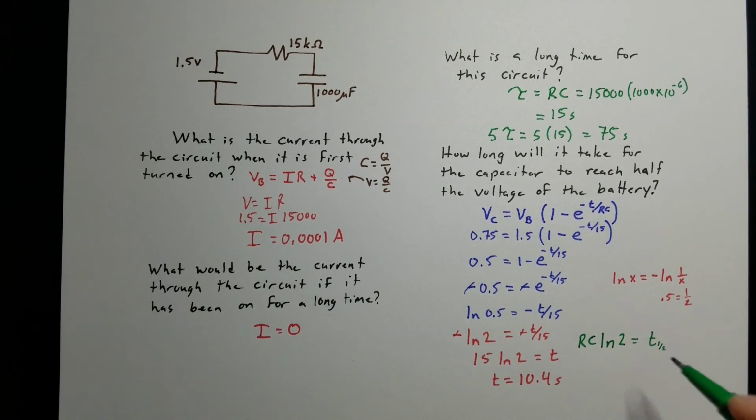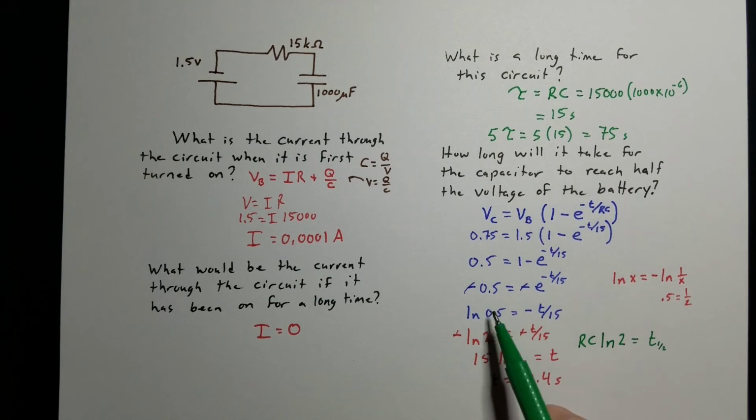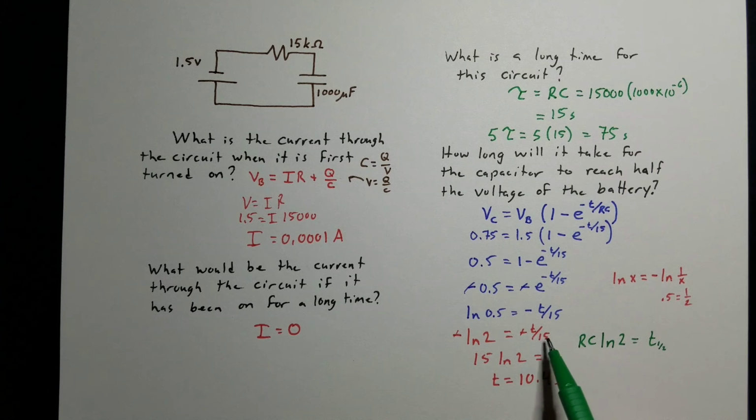Now, what if you're not going to do half the voltage? Well, you can do whatever voltage you want. Just remember that you can take the inverse of whatever is here to get rid of the negative signs. So if you want a quarter of the voltage, natural log of a quarter will be negative natural log of 4. And then solve for time.